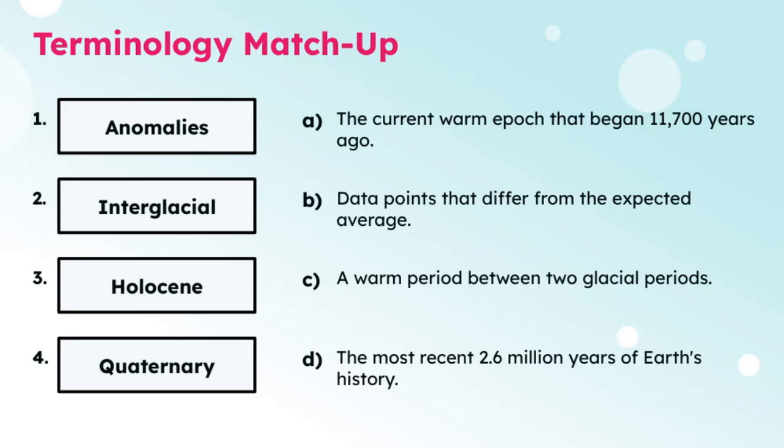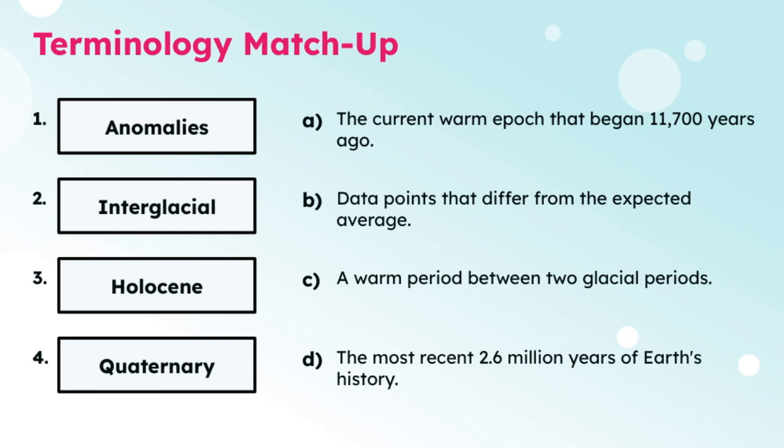Now let's check the key terms. You need to match each term with its correct definition. The terms are 1. Anomalies, 2. Interglacial, 3. Holocene, 4. Quaternary. The definitions are A. The current warm epoch that began 11,700 years ago.